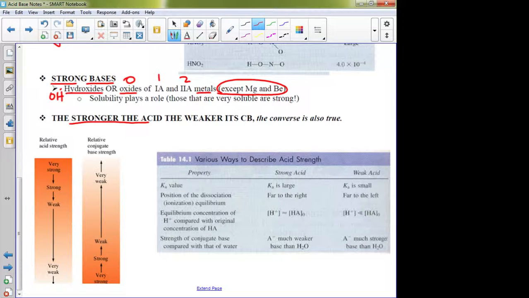So let's write down the strong ones. LiOH is strong from group 1. NaOH is strong from group 1. Everything in group 1 is strong. KOH, I'm just going straight down group 1 in the periodic table.